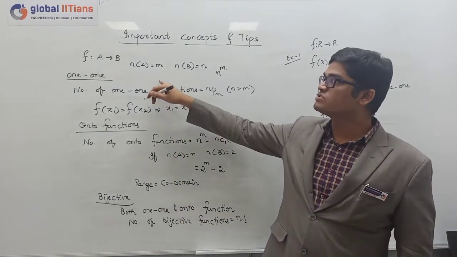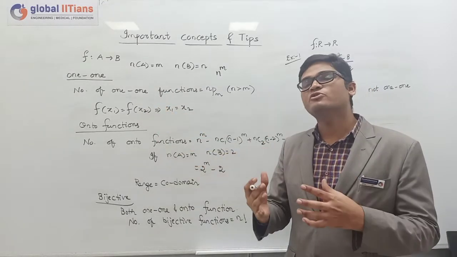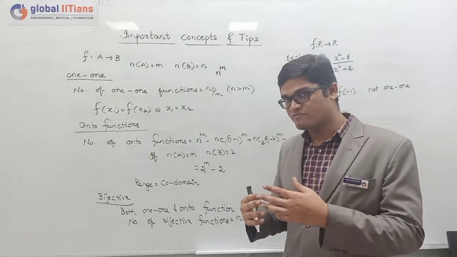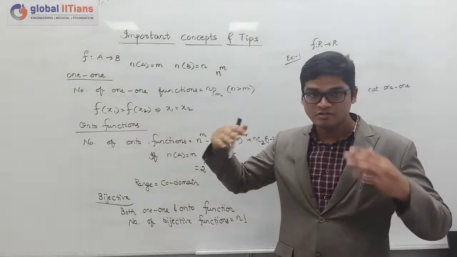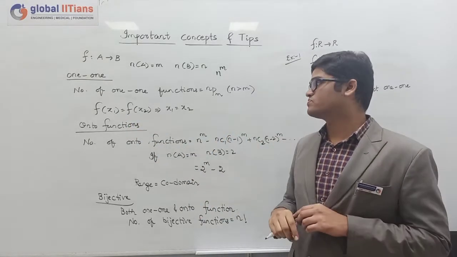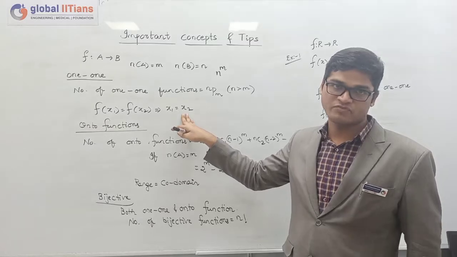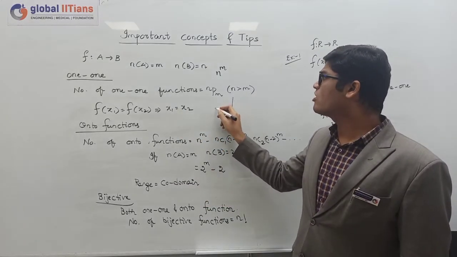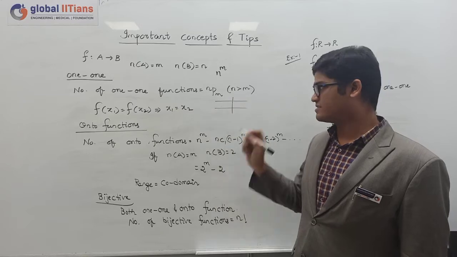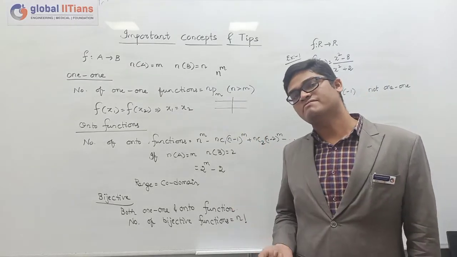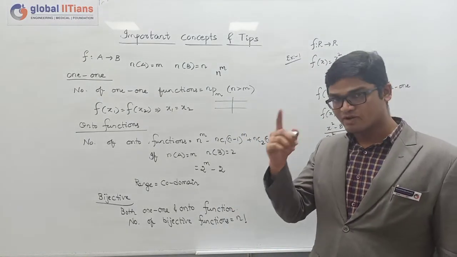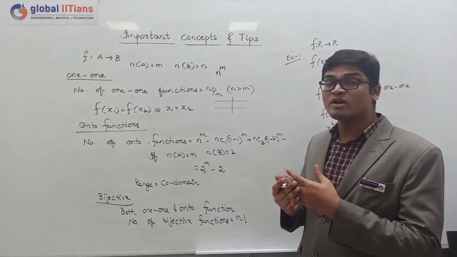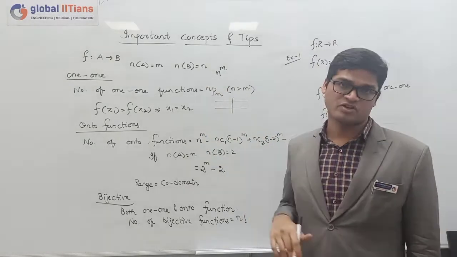So what does one-one function mean? No two elements in the domain have the same image. We can say it in a different way: f of x1 is equal to f of x2 is possible only when x1 is equal to x2. In this way we check whether the function is one-one or not. The graphical way of checking is to draw a line parallel to the x-axis. If it meets the graph at only one point, then we can say it is a one-one function. If it meets at more than one point, then it is not a one-one function.